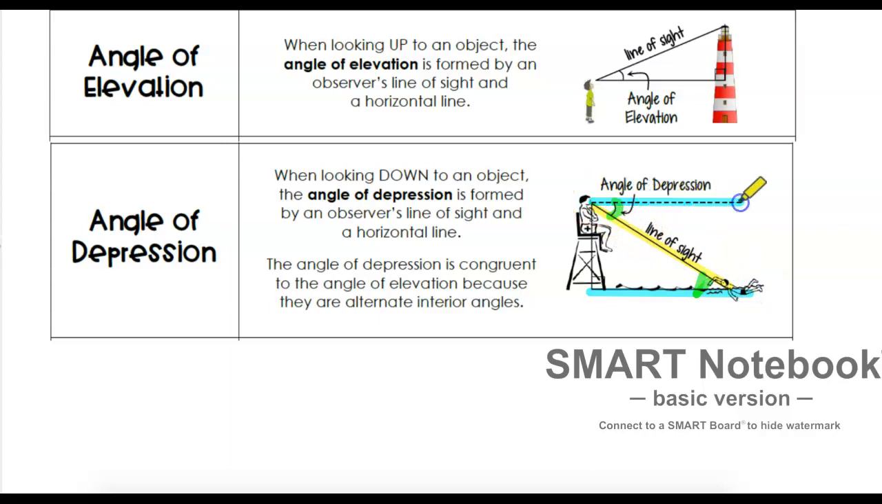So the sight line of the lifeguard, the horizontal line with the lifeguard's eyes, and the horizontal line with the swimmer, those are our parallel lines. So angle of depression and angle of elevation are congruent to each other because they're alternate interior angles. They're on opposite sides of the line of sight, which is our transversal here. That makes them alternate. And they're inside our horizontal parallel lines.